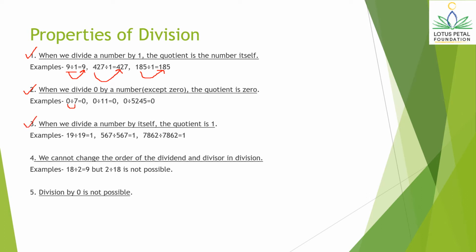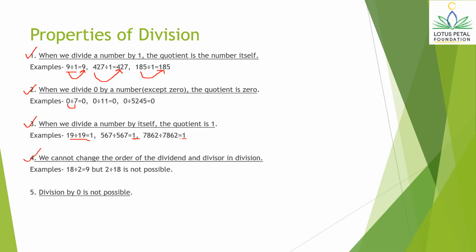Coming to our third property, we have when we divide a number by itself, the quotient is 1. Let's see some examples. If you divide 19 by 19, you will get 1 as the quotient. If you divide 567 by itself, that is 567, you will get 1 as the quotient. Coming to our third example, we have a 4-digit number, that is 7862. If you divide it by itself, that is 7862, you will again get the quotient 1.